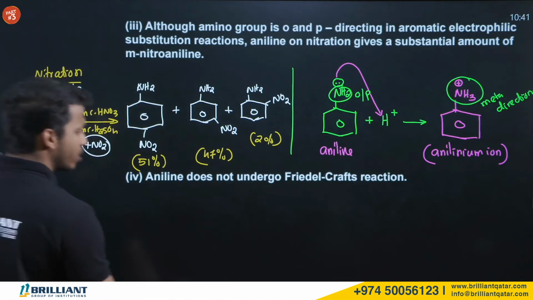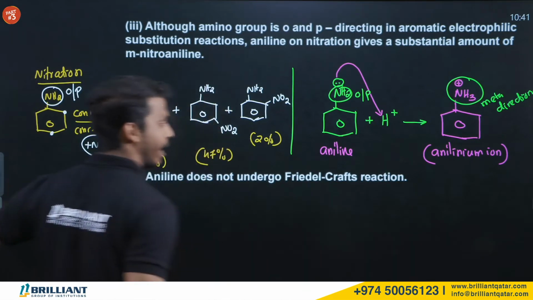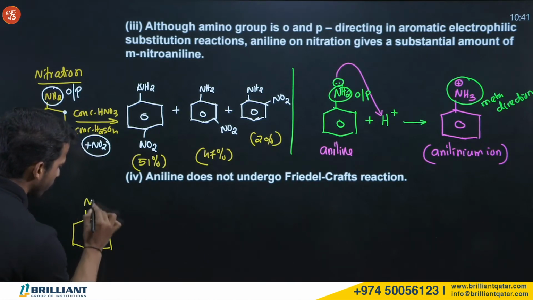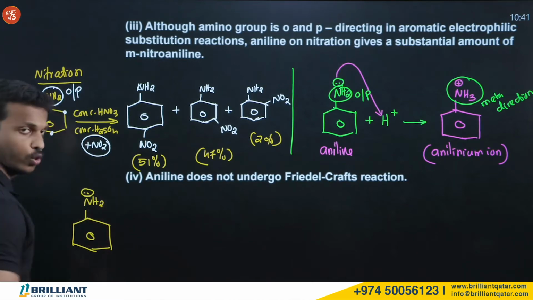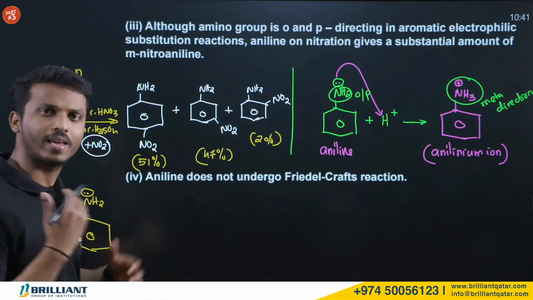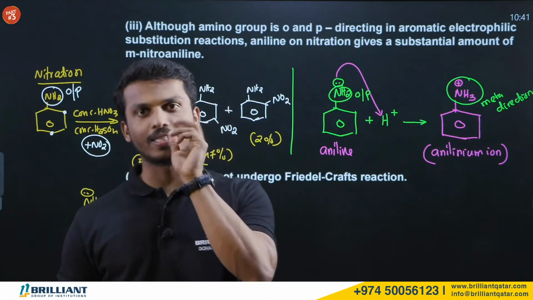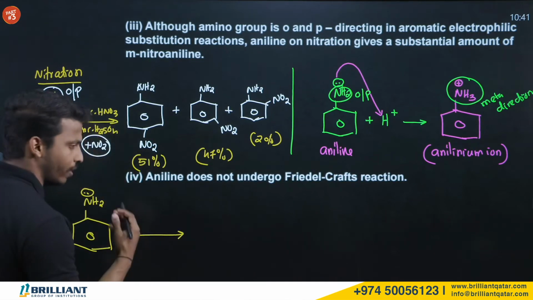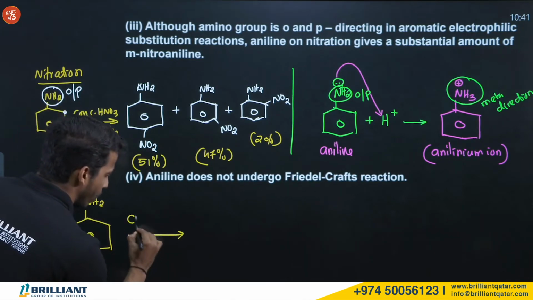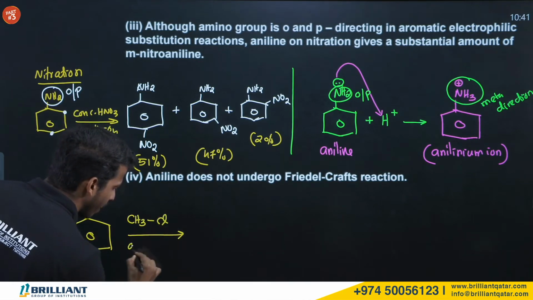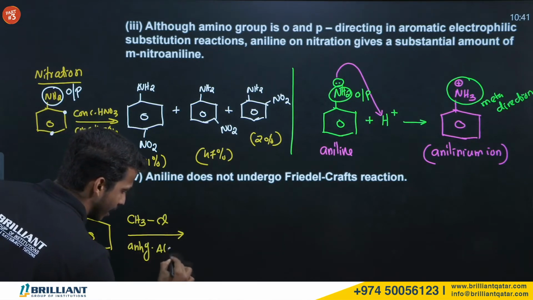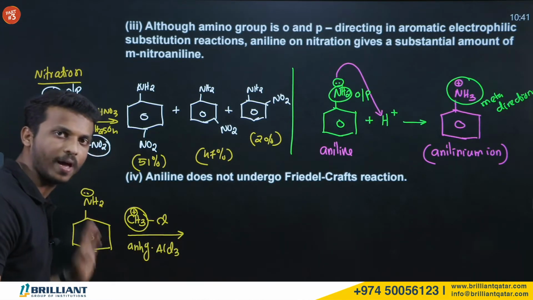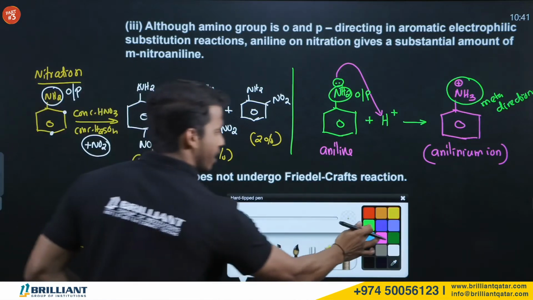Next one, aniline does not undergo Friedel-Crafts alkylation and acylation. What is the reason? Again, here aniline is an ortho-para directing group. Friedel-Crafts alkylation means addition of an alkyl group, acylation means addition of an acyl group. Suppose it is Friedel-Crafts alkylation and you want a methyl group: you will take methyl chloride in the presence of the catalyst anhydrous AlCl3, correct? Where CH3 plus is the electrophile, it will go to the ortho and para positions, correct? Why is this reaction not happening here?